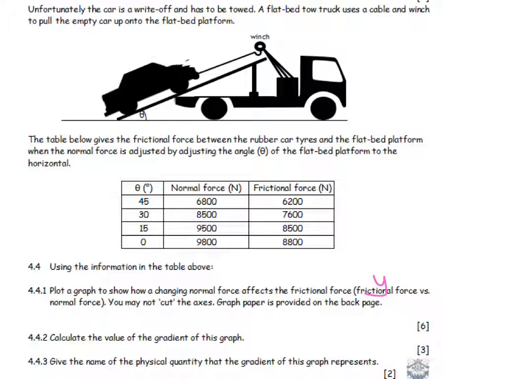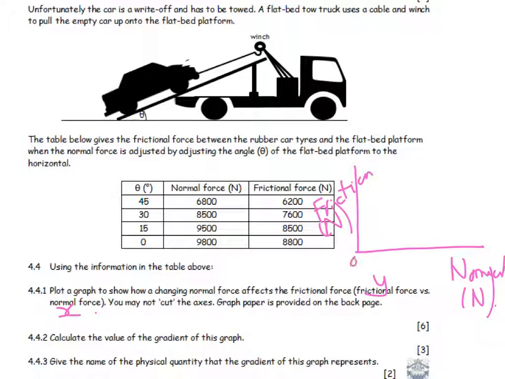It's change in y over change in x. So you must put those into the thing. It says don't cut the axes, so don't go for 0. So this would be your frictional force, and it's in newtons, and this is your normal force, and it is also in newtons. We start at 0, and then you give me nice even, you don't jump halfway through. Let's say 2,000, 4,000, 6,000, 8,000, 10,000, and up here again 2, 4, 6, 8, 10, and you make sure that those are even hops.